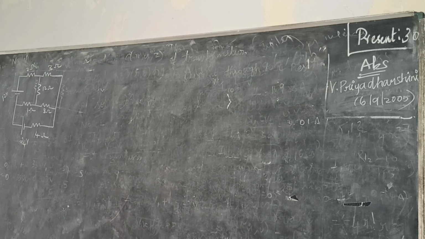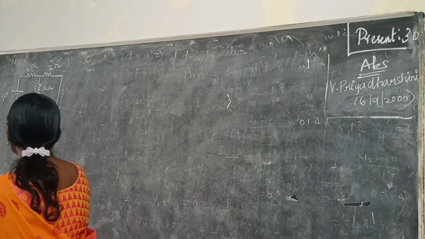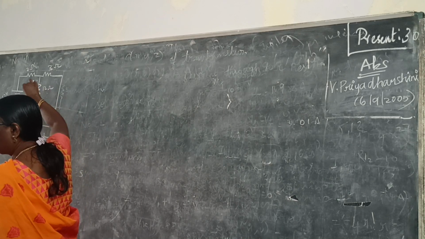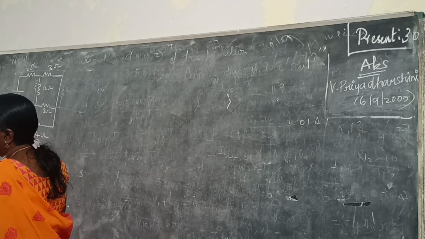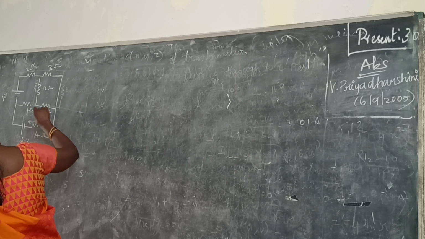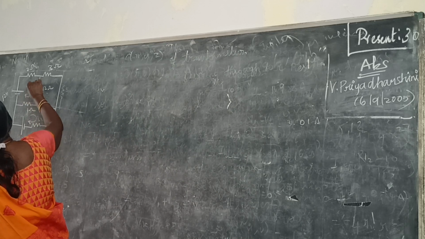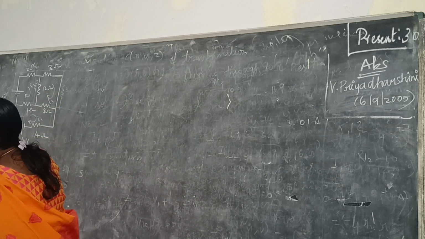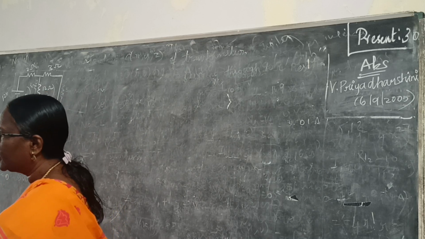How many loops are present in the given network? 3 loops. Then you are going to give the names on your own. You may consider this is 1, 2, 3. Whatever it is, you are going to consider the loops. Here I am going to consider this is loop 1. This is loop 2. And this is loop 3. Okay, 3 loops are there.